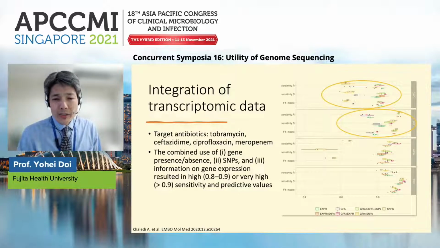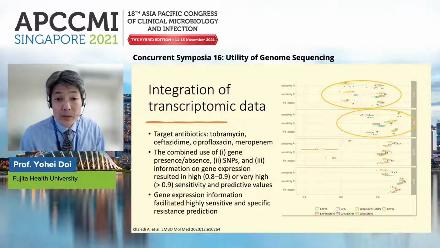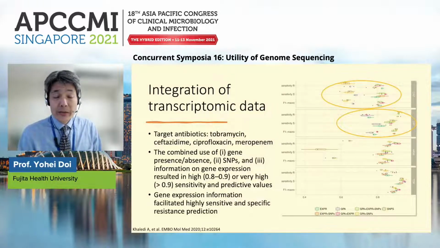And the combined use of gene presence absence, SNPs, and information on gene expression resulted in high or even very high sensitivity and predictive values. So here, addition of gene expression information facilitated highly sensitive and specific resistance prediction in Pseudomonas. Transcriptomic data are much harder to obtain than whole genome sequencing data, but this might be the future, especially for species like Pseudomonas.